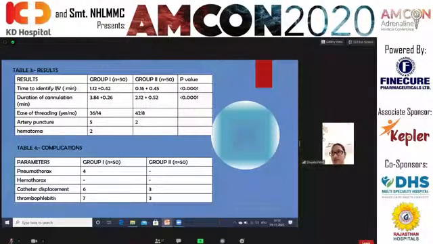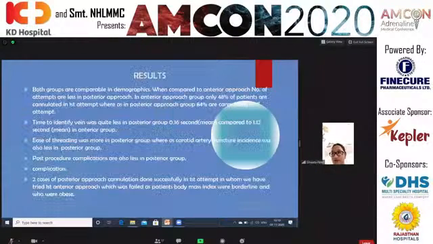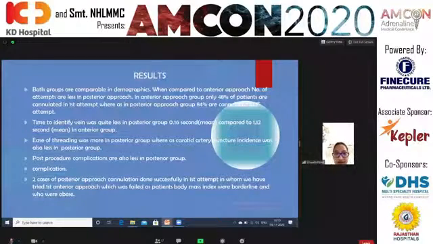In anterior approach, 48% patients cannulated in first attempt, whereas in posterior approach, 84% are cannulated in first attempt. Time to identify vein is also less in posterior approach. It is 0.16 seconds, and it is more in anterior approach. It is 1.12 seconds. Post-procedure complications are also less in posterior approach of IJV cannulation.